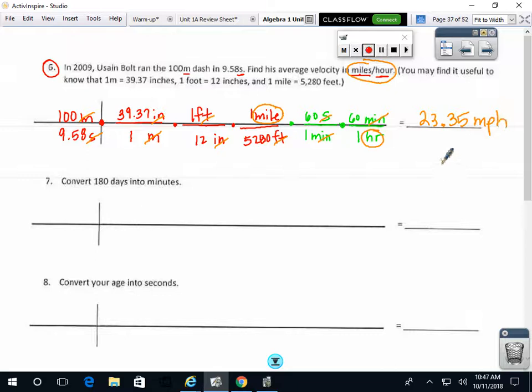Did anybody get it right? One person, two people? Well, that's the same thing. 23.4 is the same thing. You just rounded to the 10th place where I rounded to the 100th.